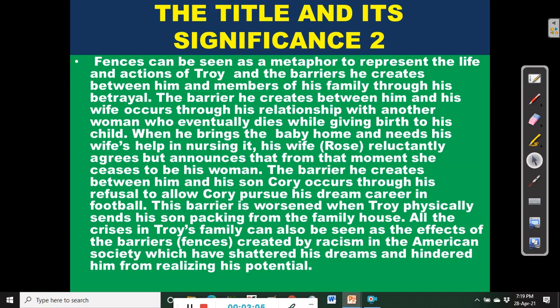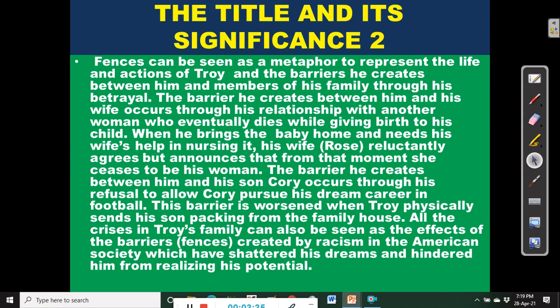The barrier he creates between him and his wife occurs through his relationship with another woman who eventually dies while giving birth to his child. When he brings the baby home and needs his wife's help in nursing the baby, his wife Rose reluctantly agrees to take care of the baby, but announces that from that moment on, she ceases to be his woman.